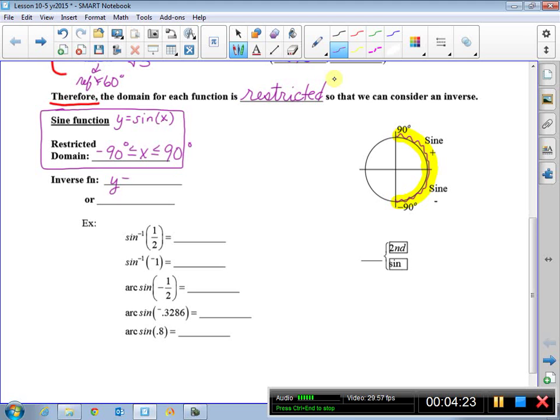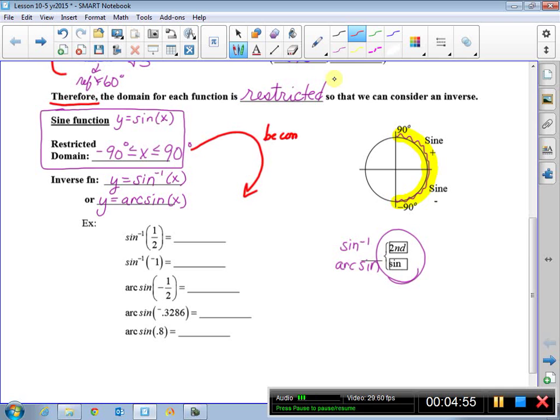We're going to use that section of sine around the unit circle for our inverse function. Our inverse function looks like y equals sine inverse of x, or y equals arc sine of x. They mean the same thing. For sine inverse or arc sine, you're basically just pressing second sine on your calculator. Since it's an inverse, the domain from the original becomes the range for the inverse. Negative 90 to 90 becomes the answers.